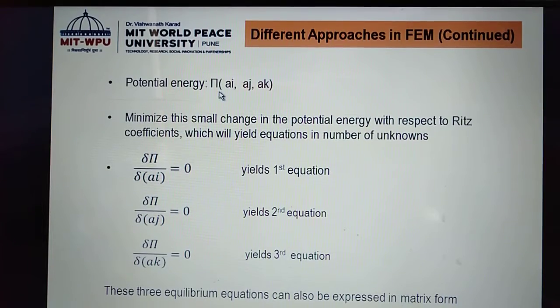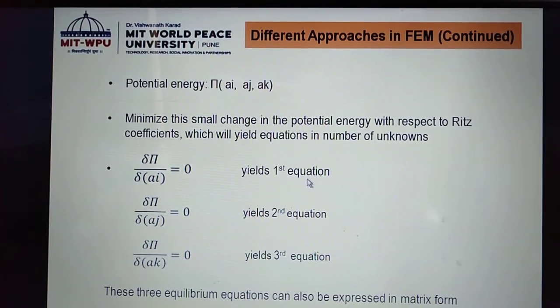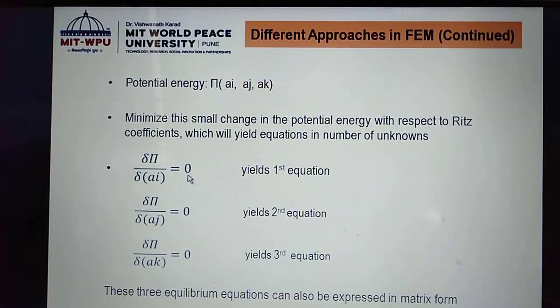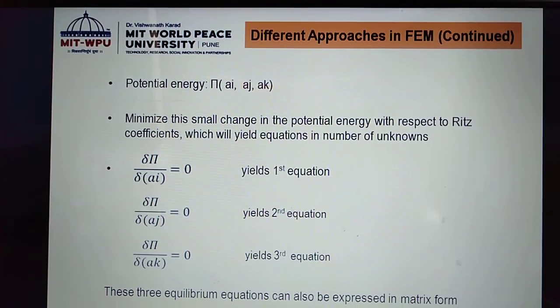The potential energy is then evaluated, and minimizing this potential energy, a small change in potential energy with respect to the Ritz coefficients, yields a number of equations. Del pi by del a_i equated to 0 yields the first equation, and similarly the second and third equations, and these three equations are expressed in matrix form.